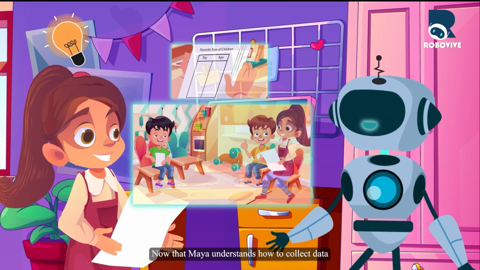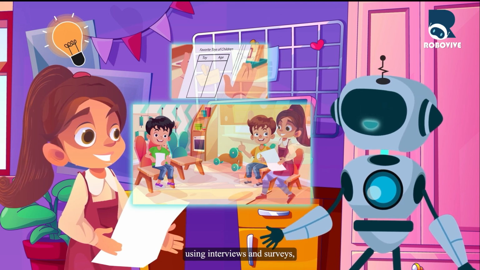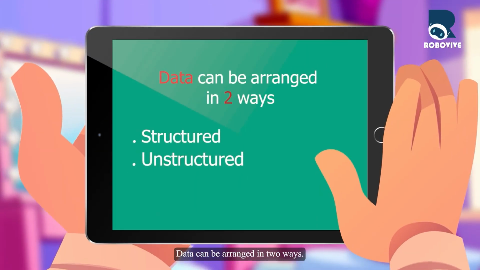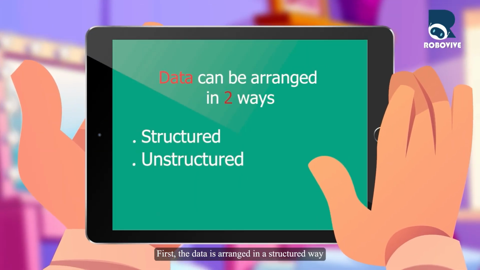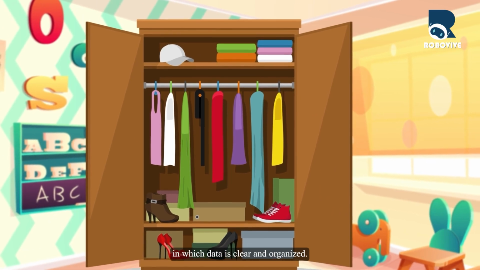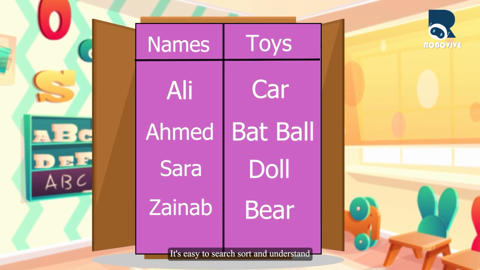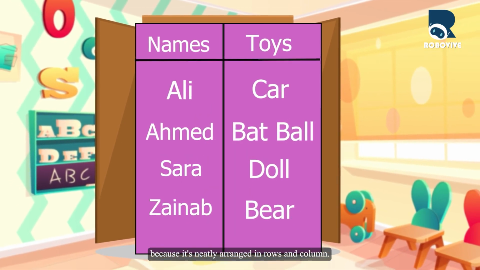Now that Maya understands how to collect data using interviews and surveys, she wonders how to arrange and store all the information. Data can be arranged in two ways. First, the data is arranged in a structured way in which data is clear and organized. It's easy to search, sort, and understand because it's neatly arranged in rows and columns.